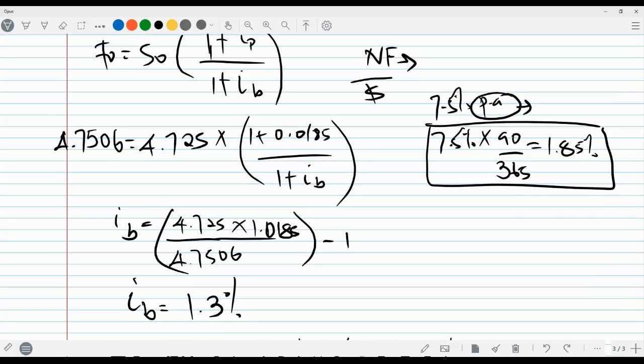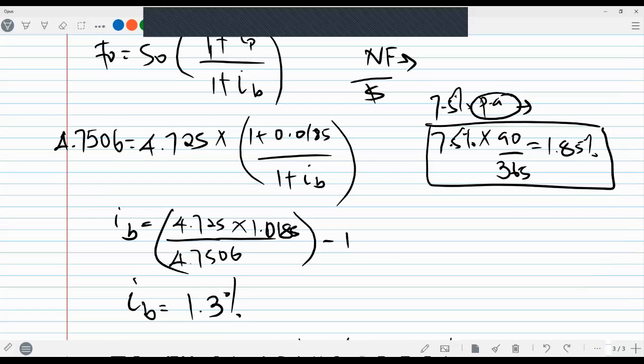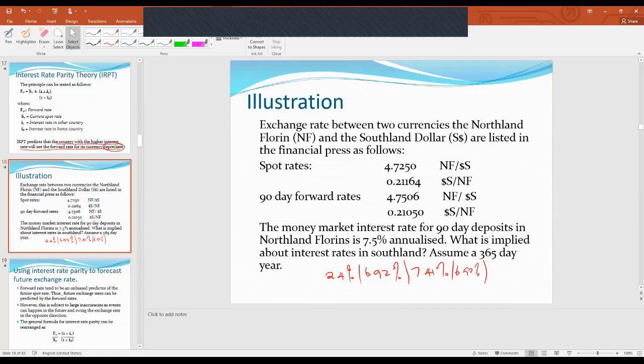You can also use the second quotation in case you prefer. There's no real difference. One quotation is direct and the other is indirect, but no difference at all. Question? Okay, no question. That's on the interest rate parity theory.